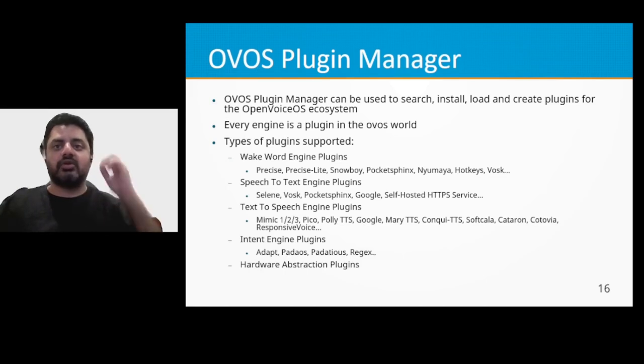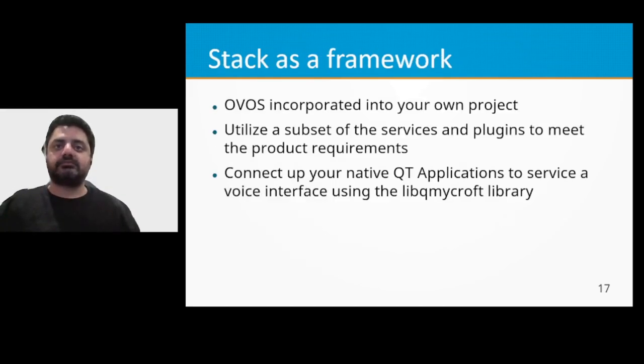Now that we have explored the internals of OpenVoiceOS, let's look at how we see OpenVoiceOS as a framework. OpenVoiceOS, as it is structured into a pluggable infrastructure, allows us to incorporate OVOS into other projects by utilizing only a subset of the services to meet the project requirement. It, as a framework, for example, allows us to incorporate voice assistance technology into projects such as Plasma Big Screen.